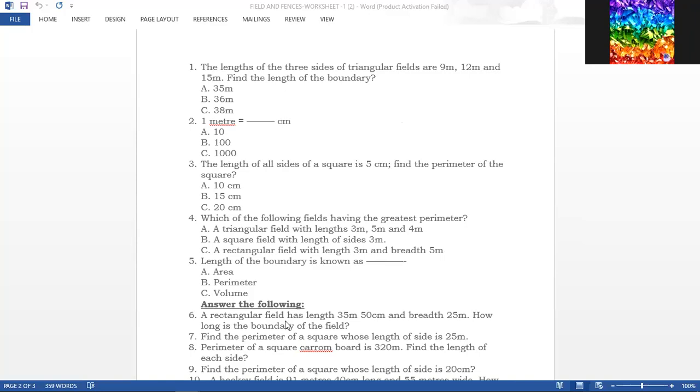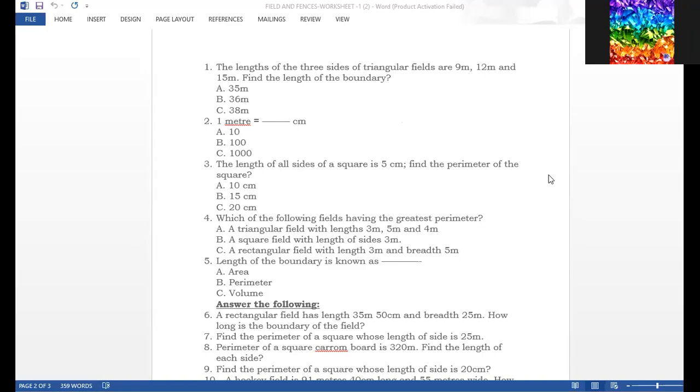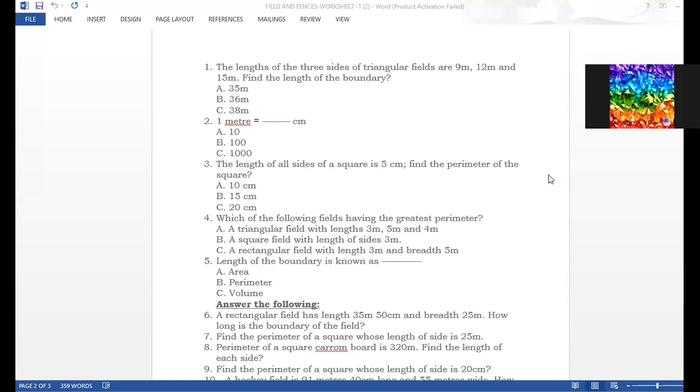Next. The length of all sides of a square. 20 centimeters. Perimeter. 20 centimeters. Greatest perimeter. The triangle field with length 3 + 5 = 8.